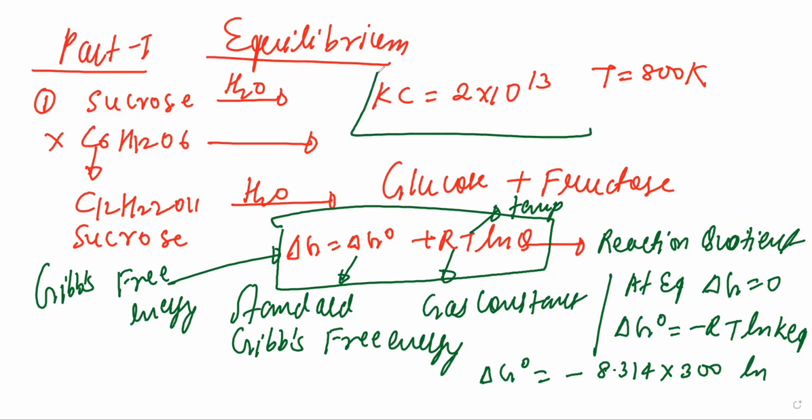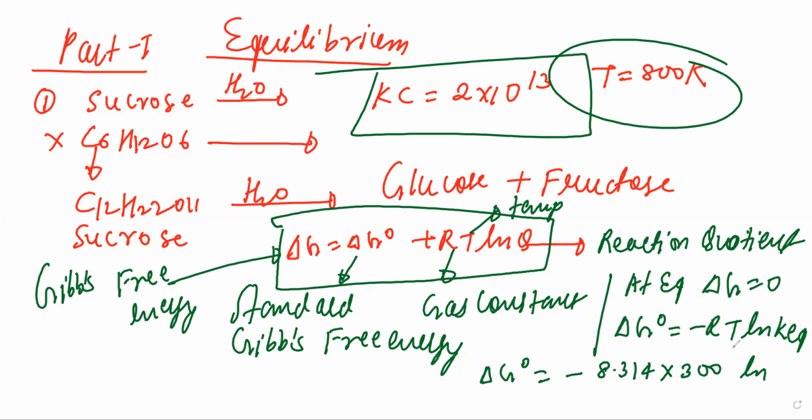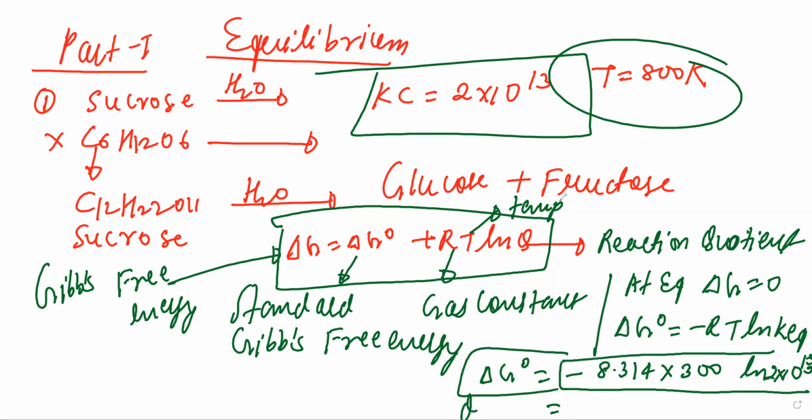This is your equilibrium constant given, and this is your temperature given. So this will be 2 into 10 raised to 13. What will be the answer after calculation? You have to write the answer in this form only. No need to calculate, you can look at the options. It is matching with the D option. So please remember the formula for standard Gibbs free energy, how it is related with the equilibrium constant.